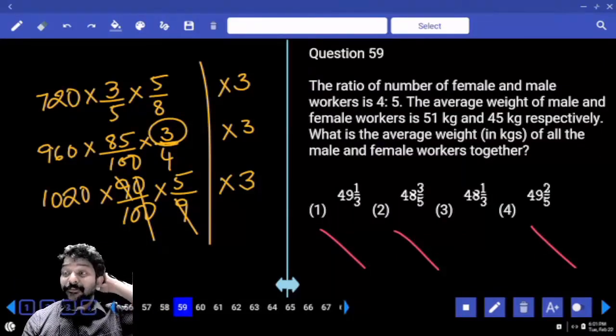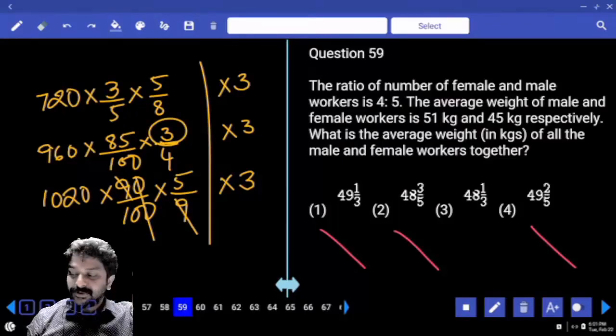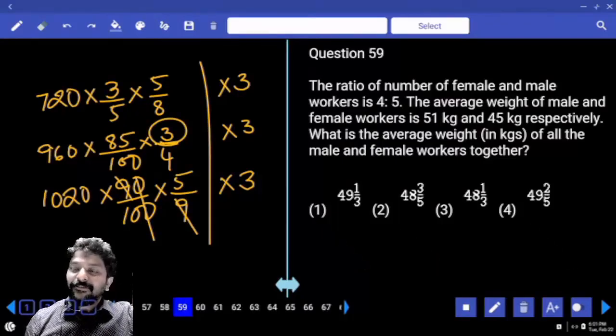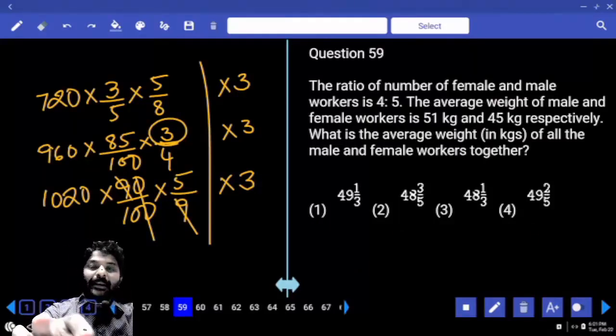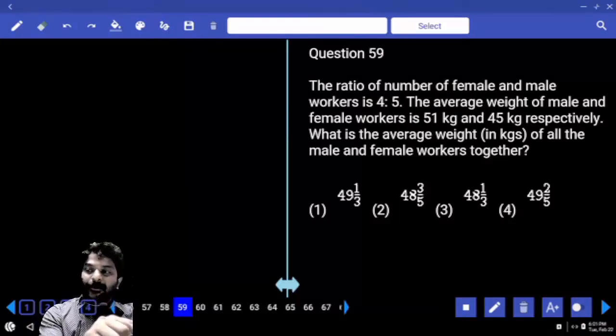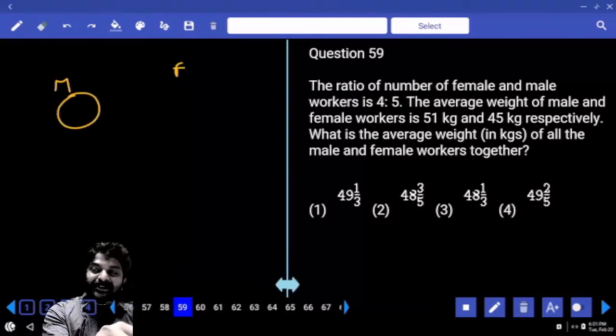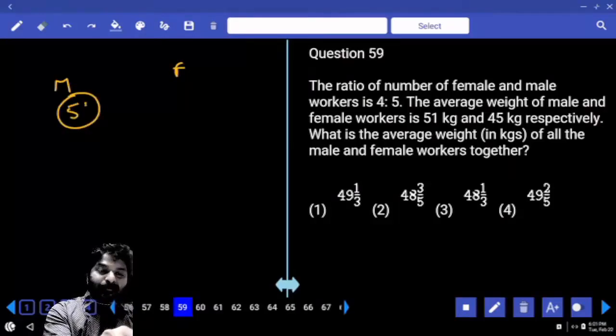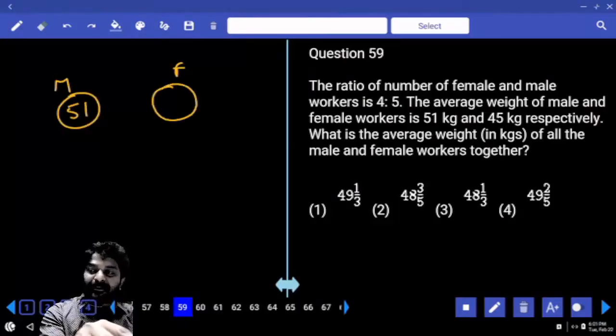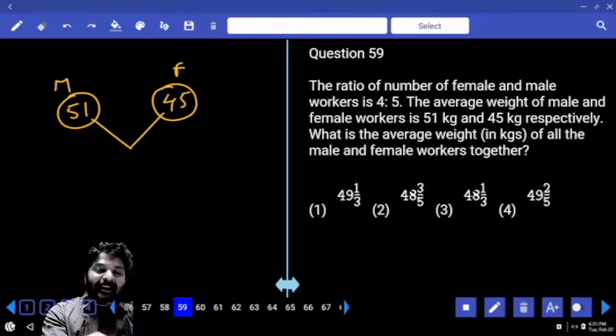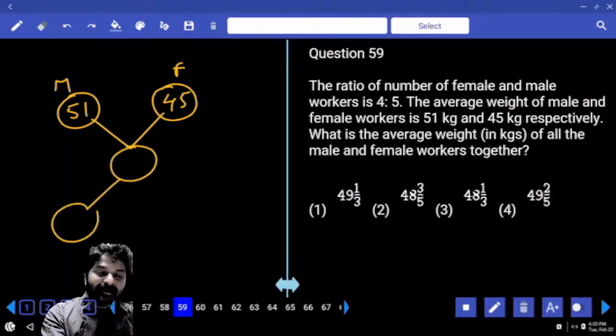The ratio of number of female workers to male workers is 4:5. The average weight of male and female workers is 51 and then 45. Order is important. What is the average weight of male and female workers together? Okay. So now we have male here and then female. Average of male is 51. Female 45. Now we were asked to calculate the total average of male and female together.